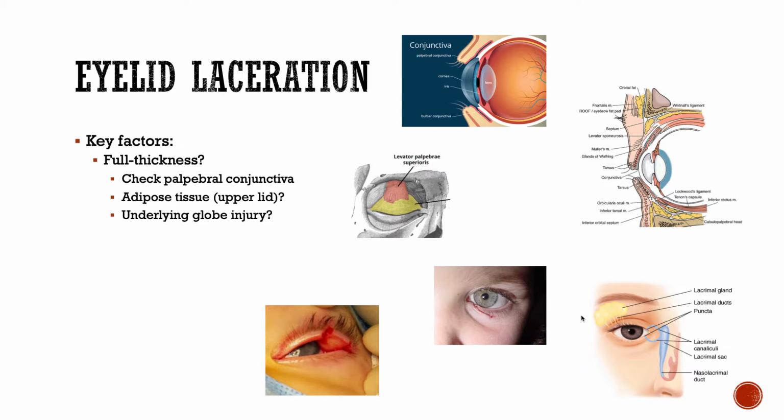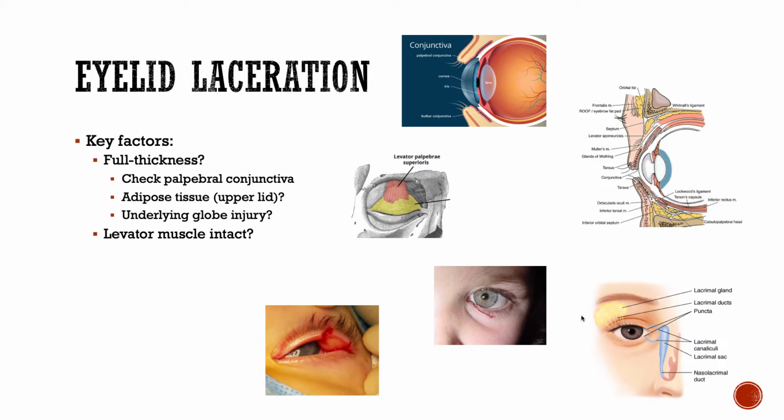The other thing that you also want to worry about is if you see adipose tissue, you're very concerned that there is a much deeper laceration, because there is no fat in the upper eyelid at all. And so you are worried about injury to the orbital septum and you're seeing orbital fat, and that would be more significant and definitely would need to talk to ophthalmology about.